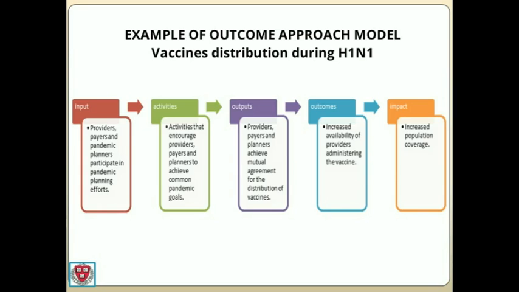As an input, providers, payers, and pandemic planners participated in planning efforts. Activities were organized to encourage the participation of all these groups. An output of these meetings was the agreement on how to distribute and administer the vaccines. This led to an outcome of increased availability of providers administering the vaccine. Finally, the impact ultimately increased population coverage. In an outcome approach model, linkages are identified for all inputs and activities included in the implementation of the intervention.